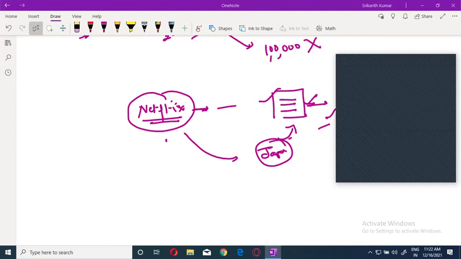Everything will be covered. Without NumPy and pandas, you can't do the data manipulation over there.